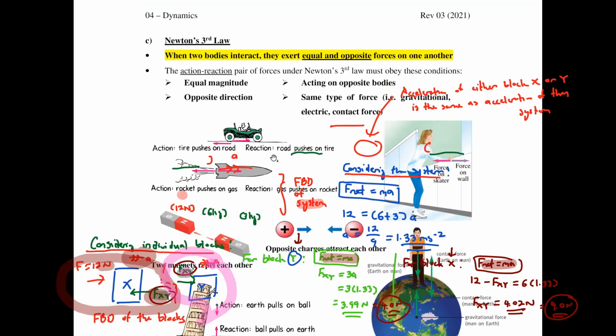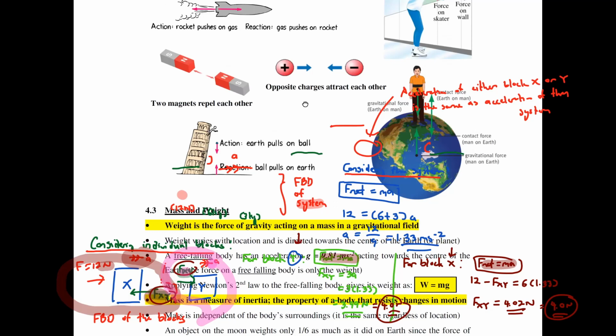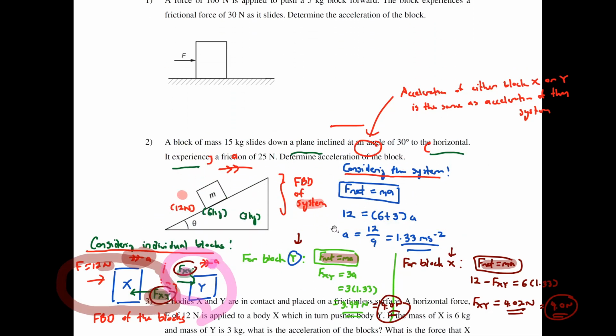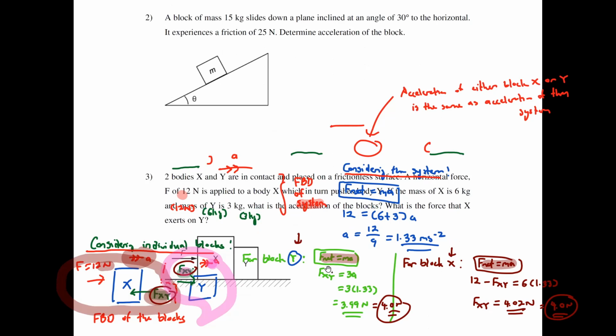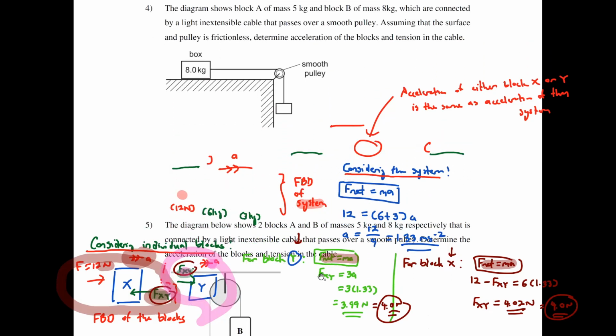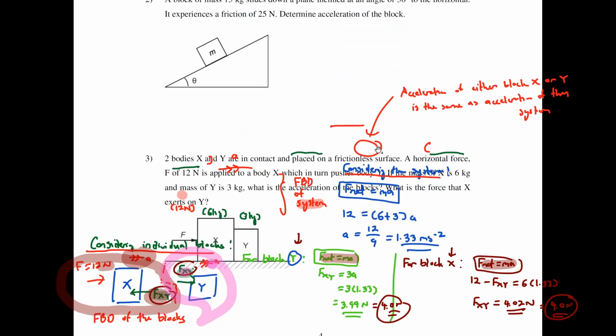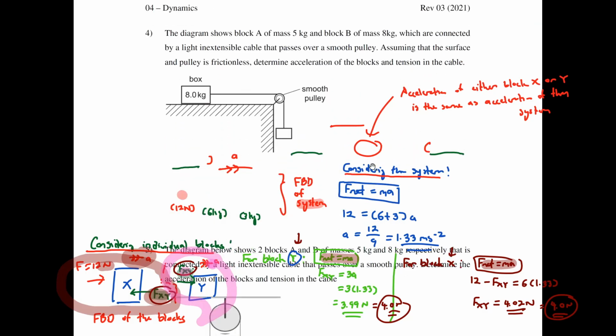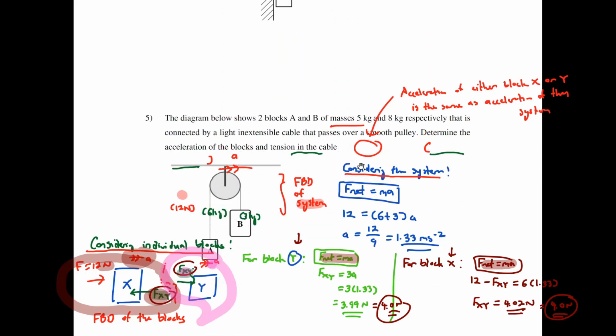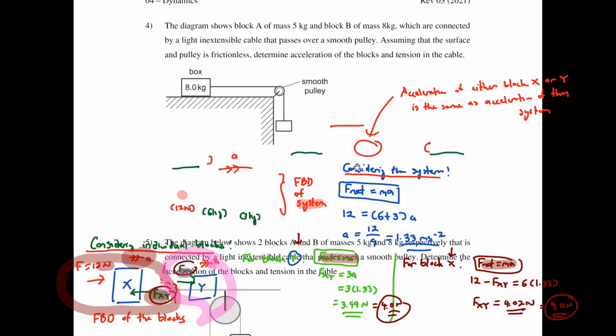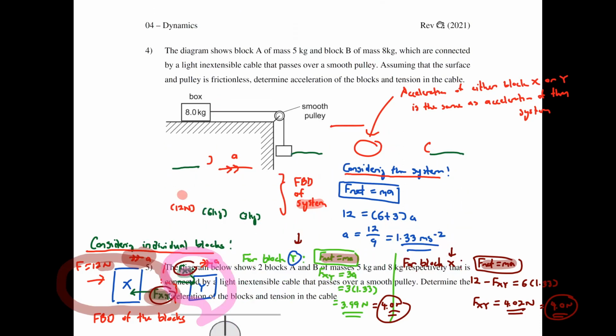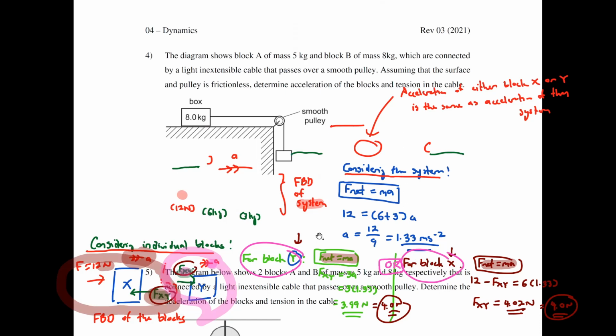So if nothing else, I move on to the next example. This one is something else. This one concerns a pulley, if I'm not mistaken. Just now, for the previous question, you use either method, either block X or block Y. Just use either one. You don't need to do both if you don't need to.